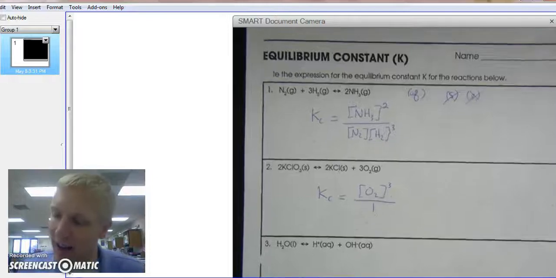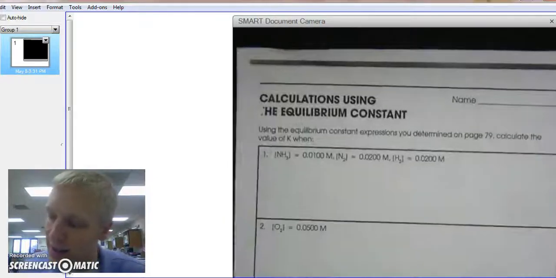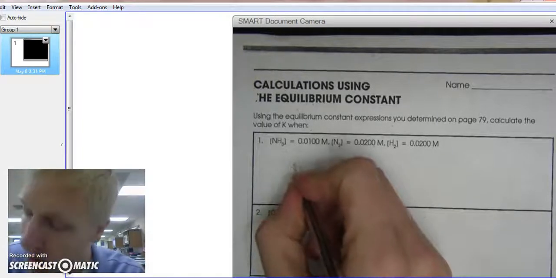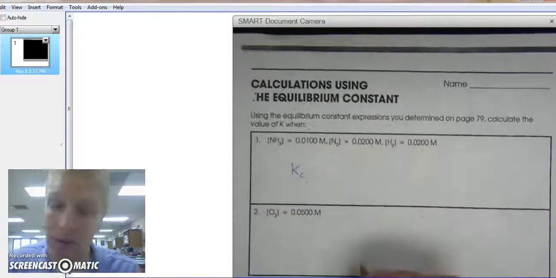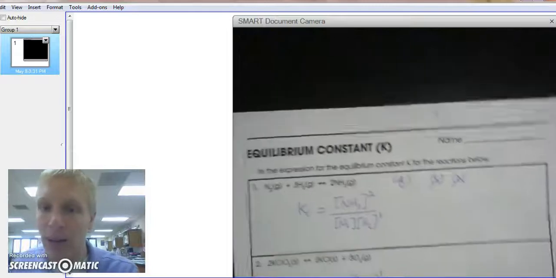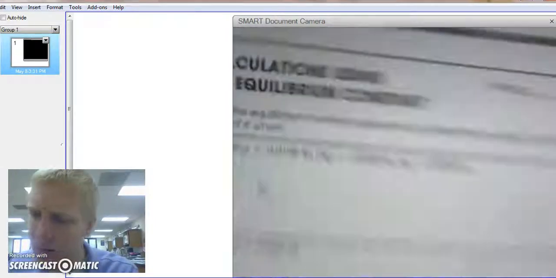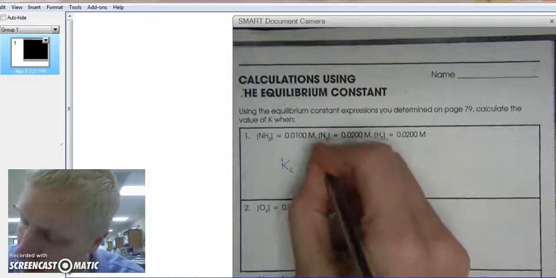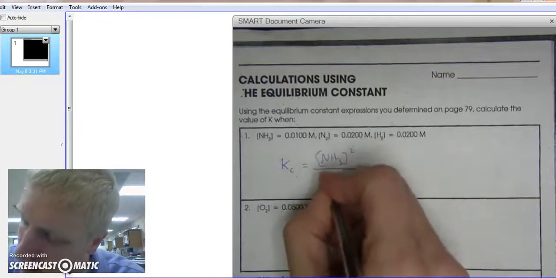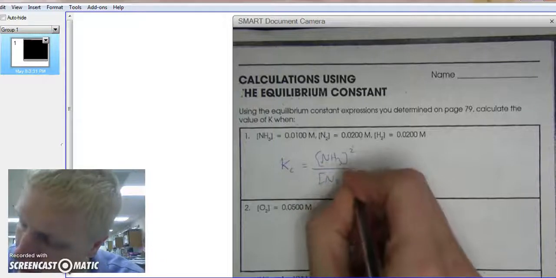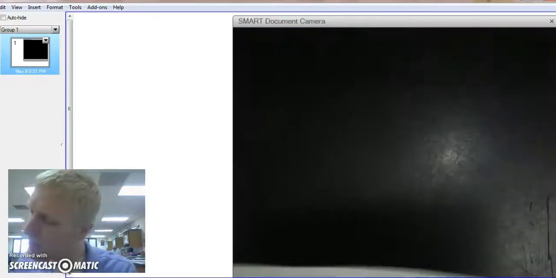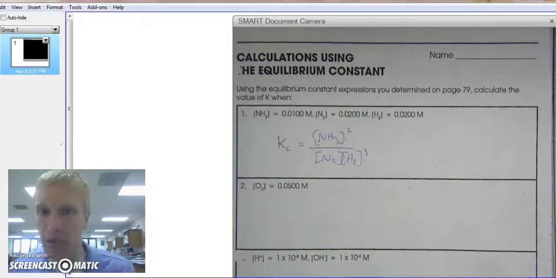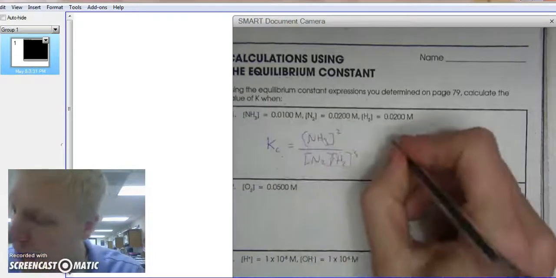Alright, now what happens if we're actually given the concentrations? Then what we have to do is plug in our numbers in their proper spot. And going back, we had NH3 to the power of 2, N2 to the power of 1, and H2 to the power of 3, just double checking. Yes. Alright, that was from the previous slide, the equilibrium expression. Now we're going to plug in the numbers.